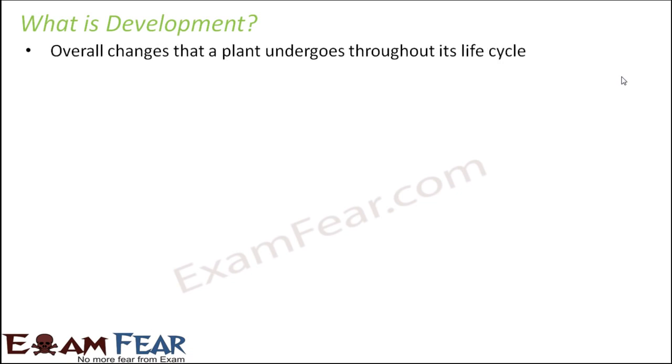It refers to the overall changes that a plant undergoes throughout its life cycle. So when I talk about growth, I'm talking about the increase in some parameter, maybe increase in height or weight or size. So there is an increase or a positive change of some particular parameter over a period of time. That is growth. But when I say development, I do not mean just a positive change. It means all the changes that take place in the life of a plant.